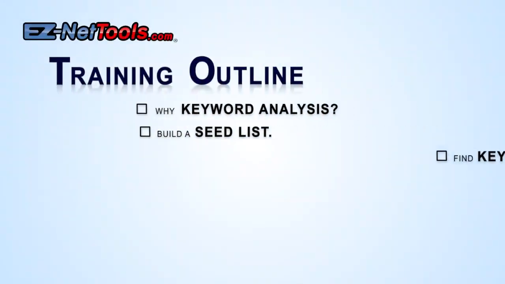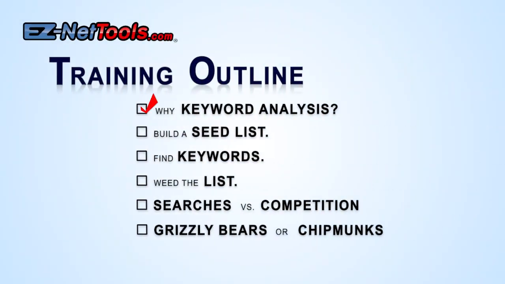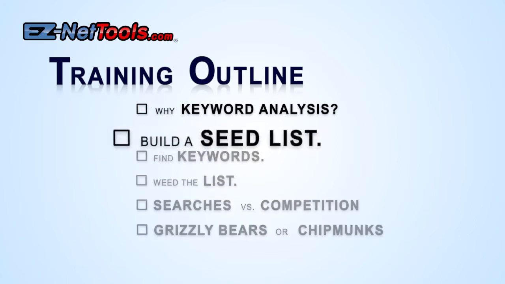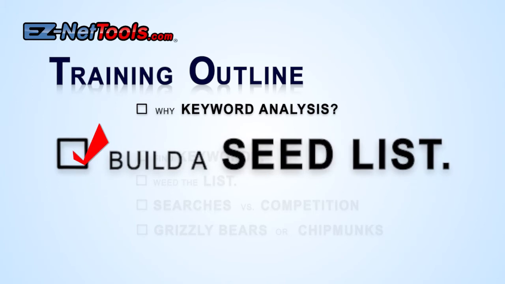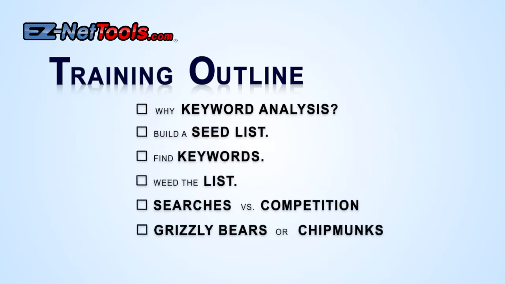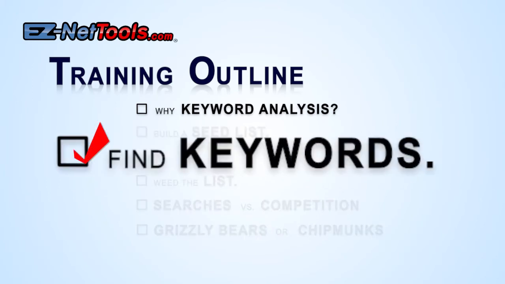First thing we're going to talk about is why keywords are important and why we should analyze the keywords and make sure that we've got good keywords. We're going to go through the steps of getting good keywords. The first step is to build what's called a seed list, and we'll talk about that. And then we'll talk about finding keywords, and we will actually demonstrate how you can do that.